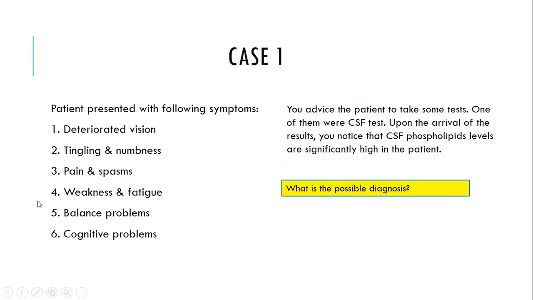Here, an important point to note is that all the symptoms of the patient are related to neurology. And the test we asked the patient to take was a CSF test. And in the CSF test, the phospholipid levels were significantly high. If the phospholipid levels are significantly high in the CSF, then that means those phospholipids have been destroyed in some other tissue. And that is the reason why it ended up in the cerebrospinal fluid. So this is multiple sclerosis.